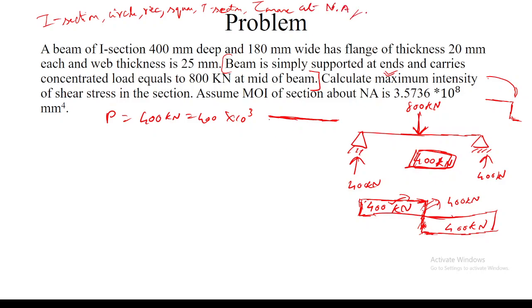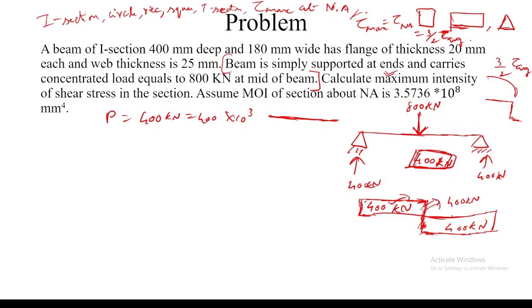And is it 3/2 of tau average? No. Only for rectangle, triangle and square, you will be getting 3/2 of tau average. For example, for square and rectangle, tau max, or tau at the neutral axis, is equal to 3/2 of tau average. Only for rectangle and square, and also triangle. These are the things you can remember. For remembrance, maybe you can take this.